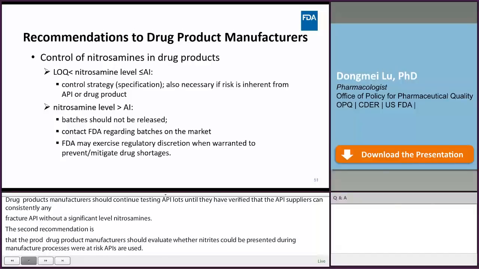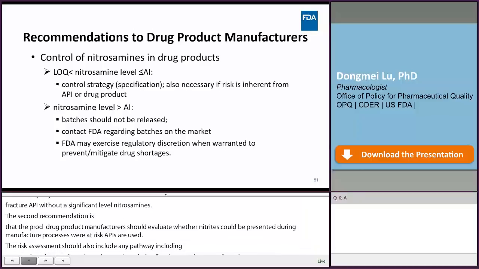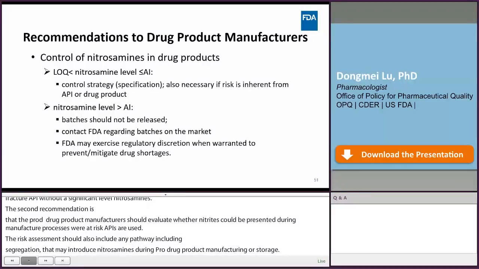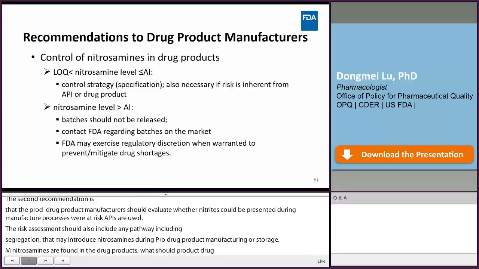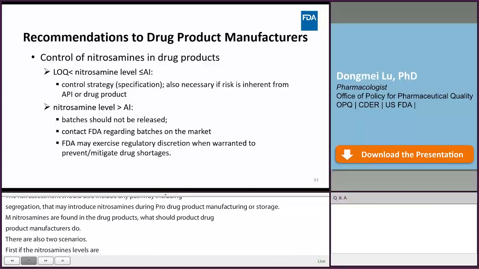If nitrosamines are found in the drug products, what should drug product manufacturers do? There are also two scenarios. First, if the nitrosamine levels are above LOQ but no more than the AI limit, the manufacturers should develop a control strategy to ensure the nitrosamine levels are within the AI limit.